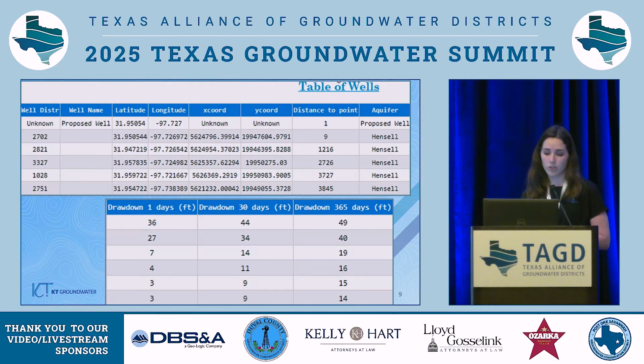A table is also generated that shows the drawdown of the proposed well at the top and any wells within that search radius, again, that have been highlighted. The one-day drawdown is using the gallons per minute discharge rate, while the other time periods use the annual production rate.